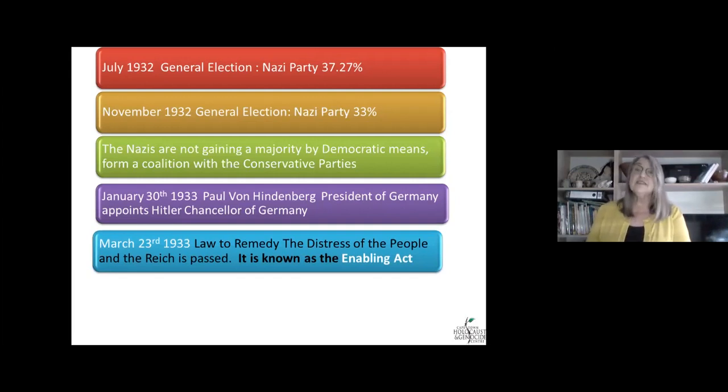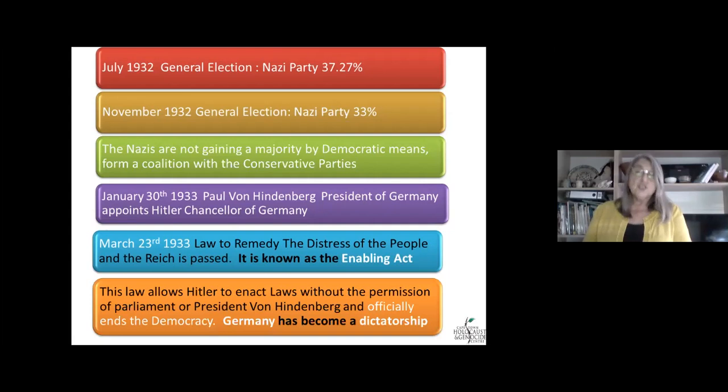Adolf Hitler, to not go through Parliament to make any decisions, to not ask anybody for a vote, but to declare himself a dictator. And of course, this officially ends the democracy, because if Hitler can enact laws without permission from Parliament or his president, then he becomes the dictator. And so the Nazi Party becomes the ruling party in Germany, with Hitler as its leader.